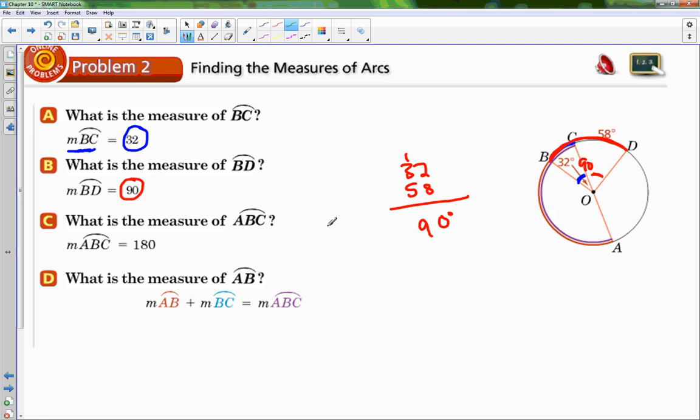What is the measure of ABC? If you look, that is on a semicircle. So a semicircle is half of a circle, a straight line, 180 degrees.